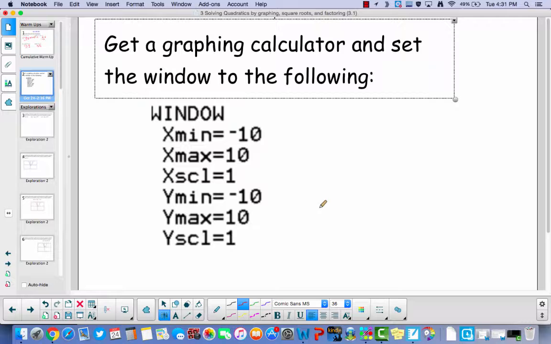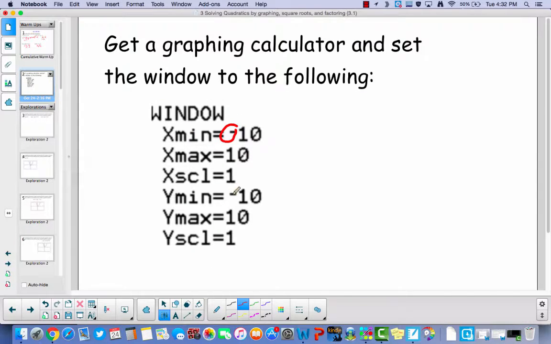So the x-min needs to be -10. The x-max needs to be +10. The x-scale, how we count by, is 1. The y-min is -10. The y-max is +10. And the y-scale is also 1. You may have some other things here, but you don't need to worry about that. Make sure, though, when you're doing the negatives on your graphing calculator, that you use the negative key next to the enter key, not the subtraction key. Has everybody got that? All right, let's talk about graphing.